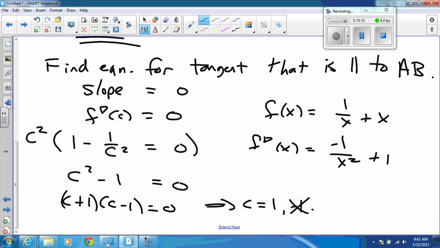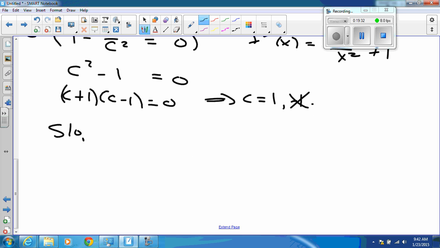What does this mean, that c equals 1? What this means is that there is exactly one point on the curve where the tangent line is going to be parallel to the secant line, and that's at c equals 1. Great, I found c, but that's not the equation for my tangent line. What else is needed? Okay, so I've got a slope, which is 0, and I have a point. And what is my point?